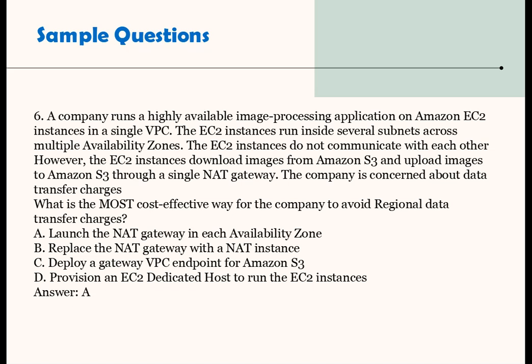A. Launch the NAT gateway in each availability zone. B. Replace the NAT gateway with a NAT instance. C. Deploy a gateway VPC endpoint for Amazon S3. D. Provision an EC2 dedicated host to run the EC2 instances. Answer: A.